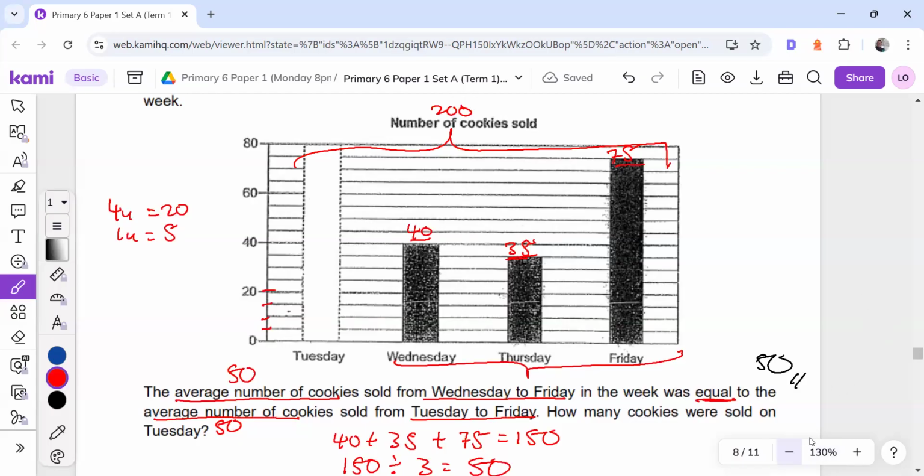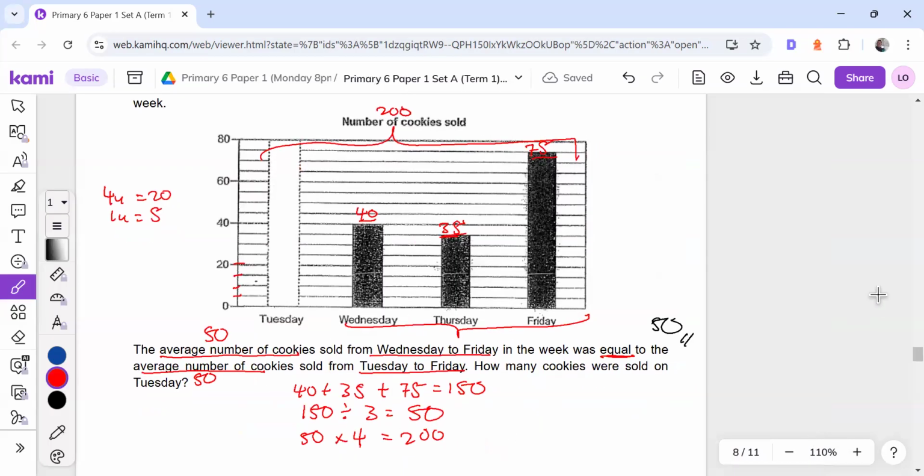Are you clear? All right. And if the total now is 200 for all the 4 days, can you find how many cookies were sold on Tuesday? Can you find already? 200 minus what? Minus the 150, right? Which is Wednesday, Thursday, Friday. And you get your Tuesday, which is 50.